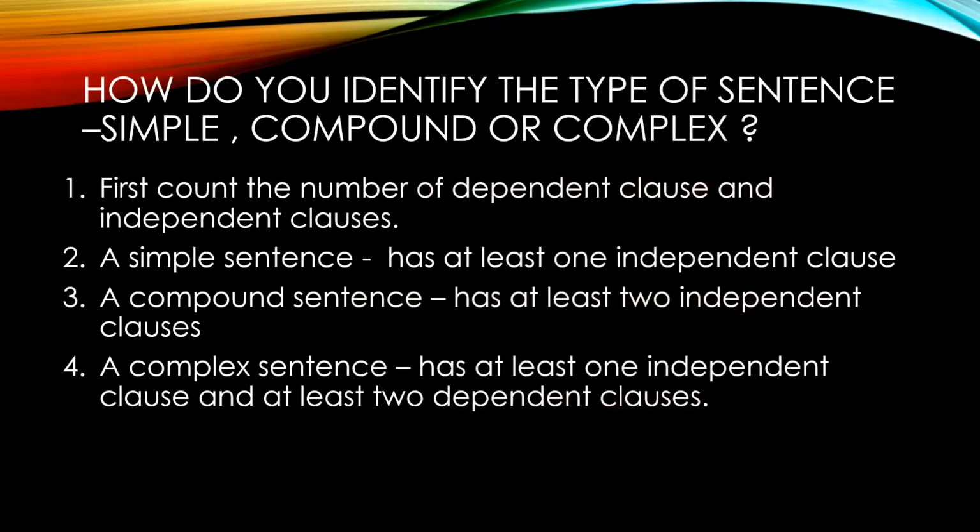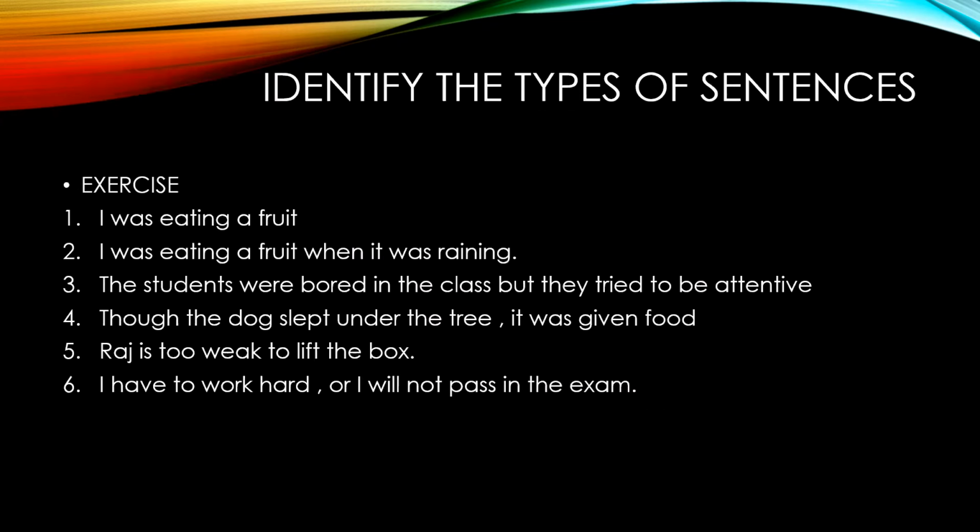So let's see if you have understood the concept of identifying sentences. How do you identify the type of a sentence, whether it is simple, compound, or complex? First, count the number of dependent clauses and independent clauses. A simple sentence has only one independent clause. A compound sentence has at least two independent clauses. A complex sentence has at least one independent clause and at least one dependent clause.